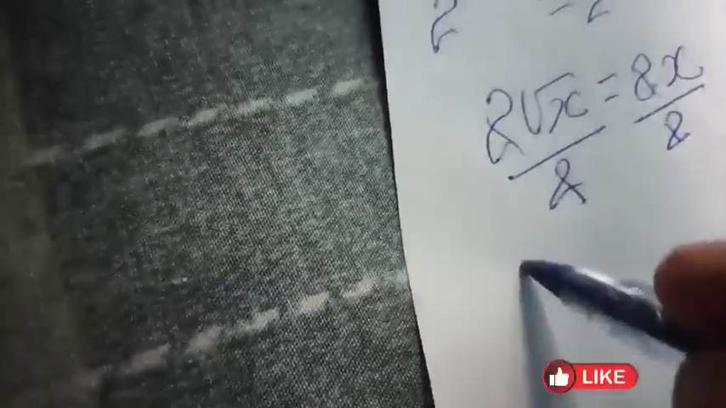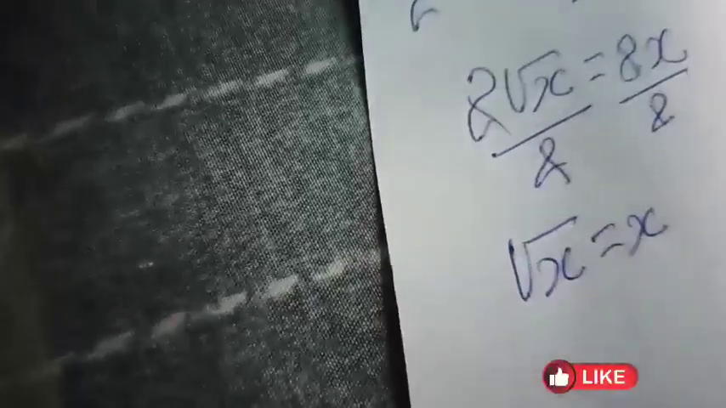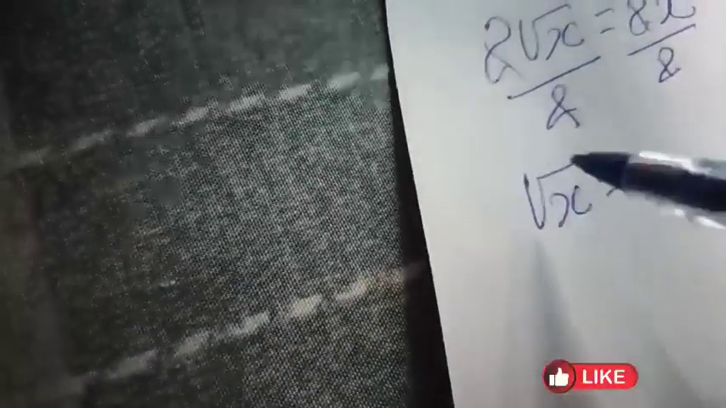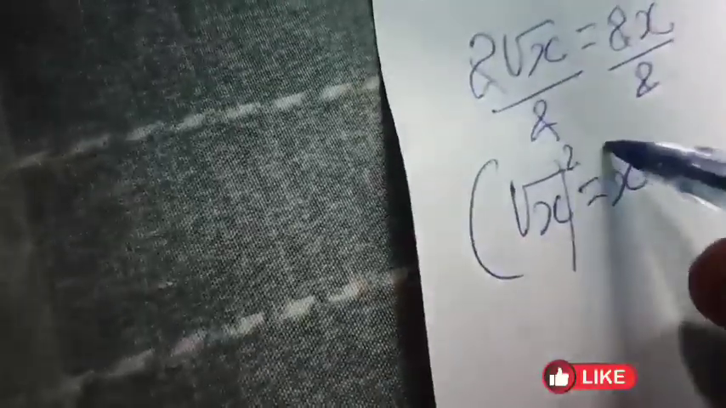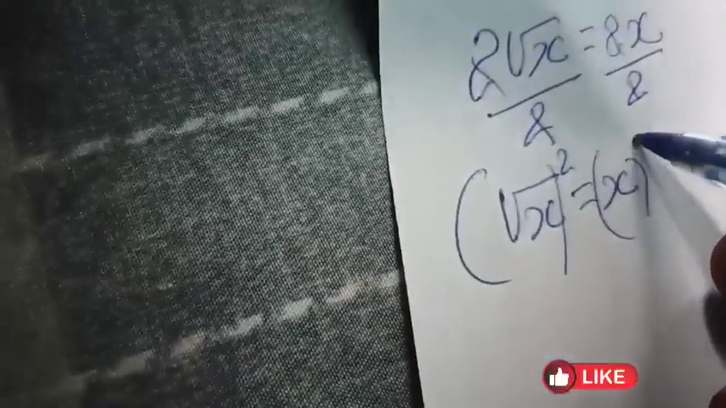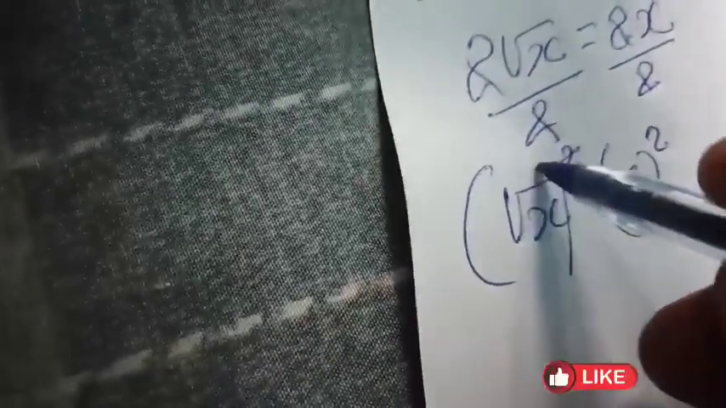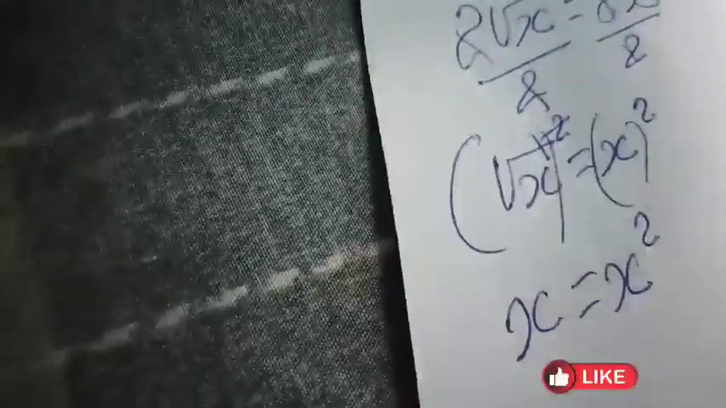So radical x is equal to x. Squaring both sides, the radical cancels out by the square. So x is equal to x square.